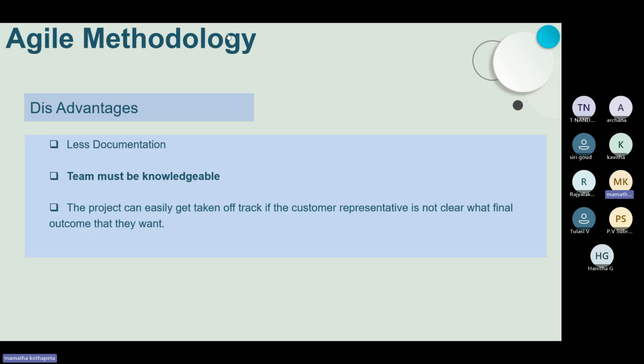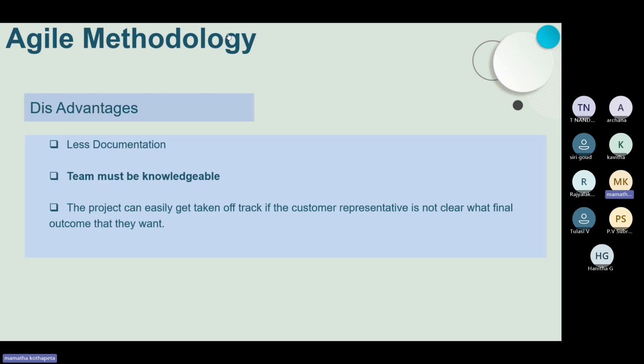The project can easily be taken off track if the customer representative is not clear what final outcome they want. And again, this is a normal condition. Every customer, if he doesn't like the output, definitely has an opportunity to reject it. That's the clause which is generally mentioned in the contract. But again, in agile, the chances are very low because every month we give a demo. Every month there will be feedback. If the customer is rejecting the whole project, he should reject it in the first delivery only, right?